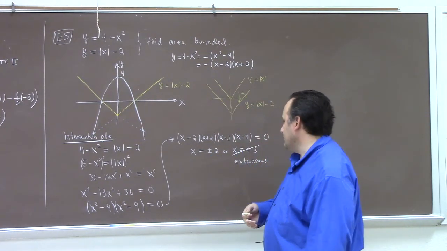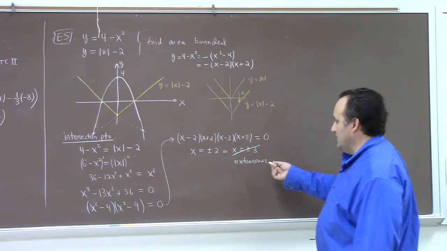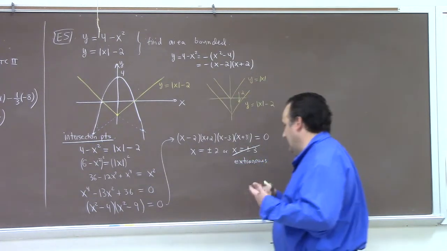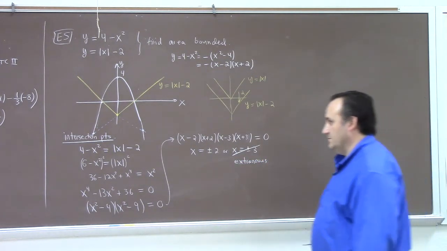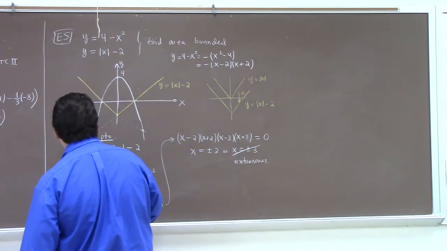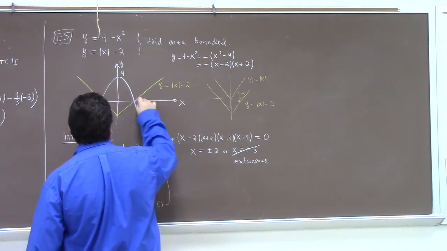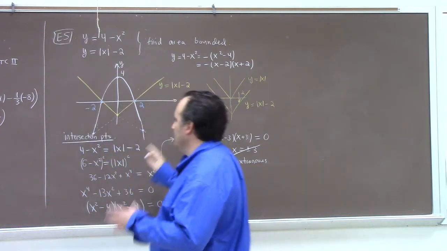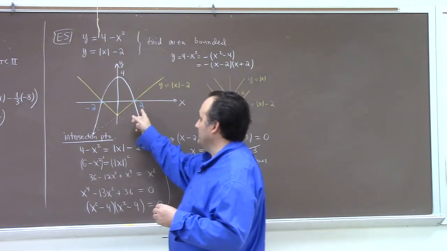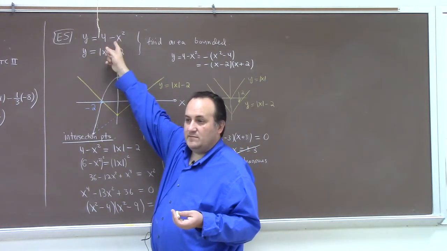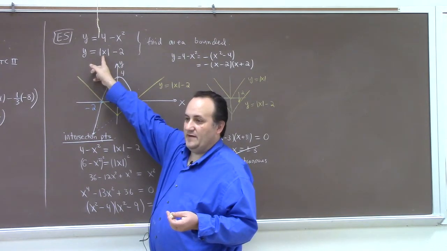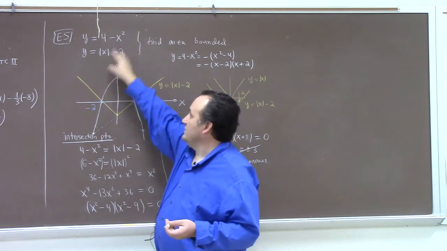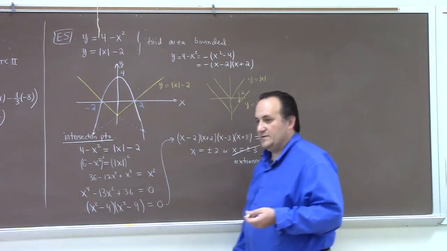Why do we cross out the green? Because they're not relevant. They're not actually the solutions that we're looking for. We already anticipated the actual solutions: 2 and minus 2 here, right? And you can check that 2 and minus 2 are actually points of intersection by plugging in: 4 minus 2 squared is 0, and the absolute value of plus or minus 2, minus 2, is 2 minus 2, which is 0. So plugging in 2 or minus 2 gets you y equals 0 for both of these, so those are points of intersection.